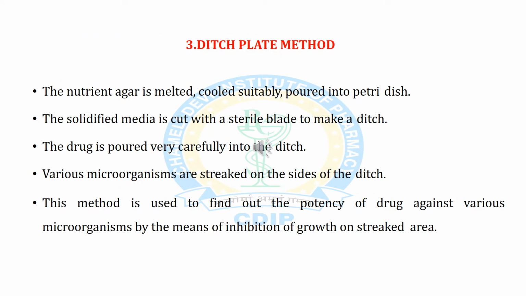Now the third one is the ditch plate method. In this method, the nutrient agar is melted, cooled suitably and poured into a petri dish. After that, the solidified media is cut with a sterile blade to make a ditch. The drug is poured very carefully into the ditch. Various microorganisms are streaked on the sides of the ditch. This method is used to find out the potency of a drug against various microorganisms by means of inhibition of growth on the streaked area.